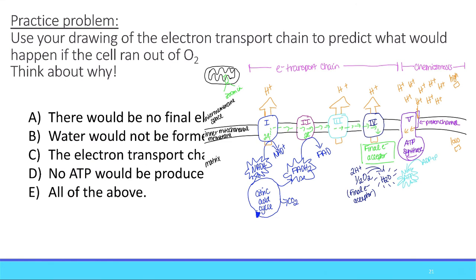So that is true. For B, B states that water would not be formed. Water is formed because oxygen is the final electron acceptor, and that combines with 2 protons. So that is also true. And then C, the electron transport chain would stop. Absolutely. If we have nowhere to dump those electrons once we're done harnessing the energy from them to pump protons, then we're going to stop the electron transport chain. It's going to cause a huge backup, which means that not only will we stop the electron transport chain, but we also would have no ATP produced. And so all of the above are actually true for this practice problem. So let me know if you got this one correct.